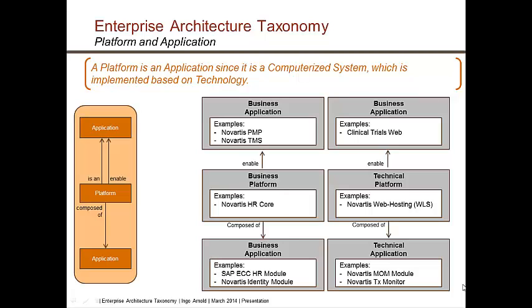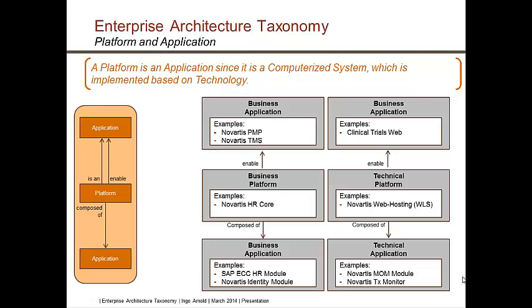As the examples show on this last slide, there is a business platform called Novartis HR Core, which is comprised of the two business applications SAP ECC HR module and Novartis Identity module. The Novartis HR Core business platform serves on the other side, atop of it, two well-known Novartis business applications, PMP and the Talent Management System, TMS.